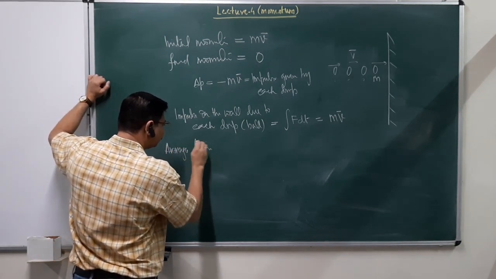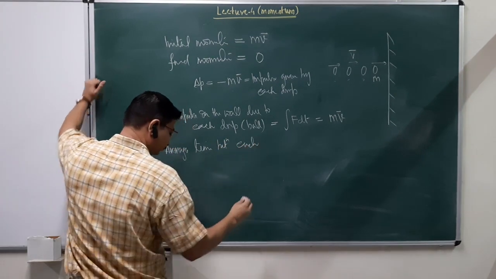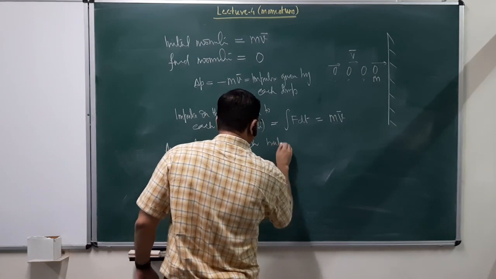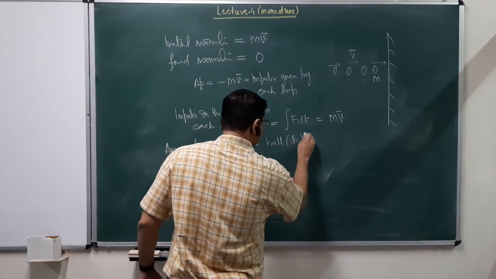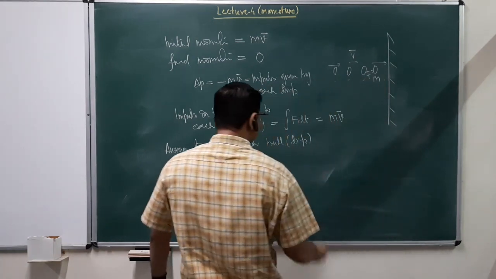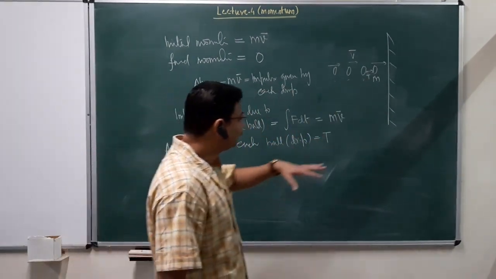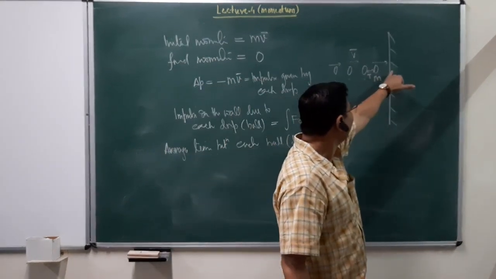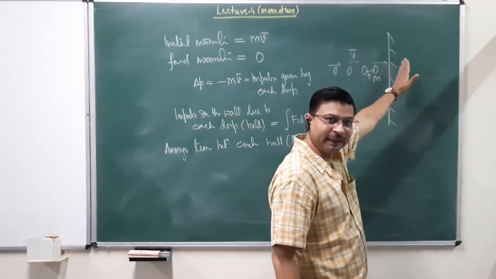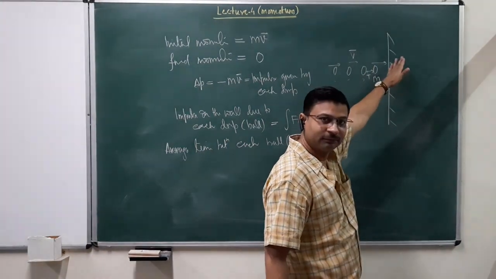average time between each ball or drop. So the average time interval between each ball or drop is T. Then what happens physically is, a ball hits here, transfers momentum mv, and then for time capital T there is nothing.